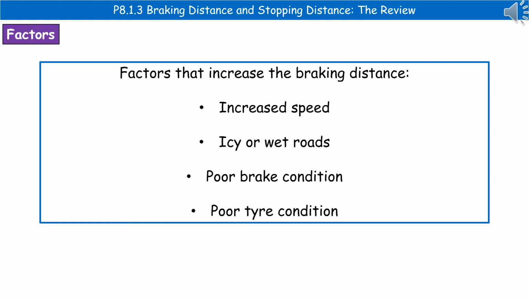So increased speed or going faster, wet roads, icy roads, poor brake condition, poor tyre condition. Don't write down the condition of the brakes and the condition of the tyres, because they could be in brilliant condition. That wouldn't increase your braking distance. You've got to be specific and say poor tyre condition, poor brake conditions, icy roads, increased speed.